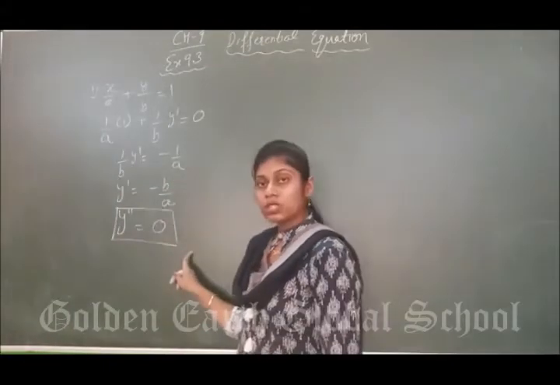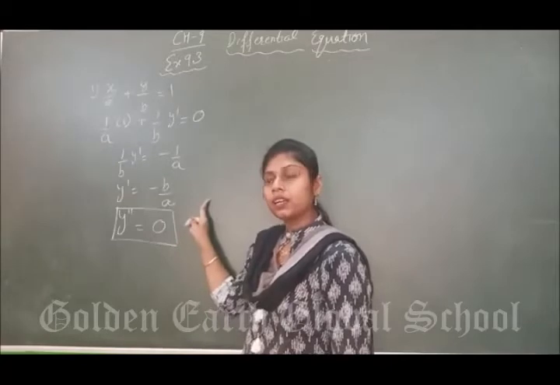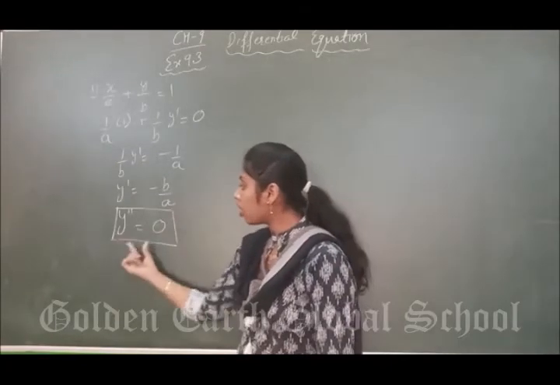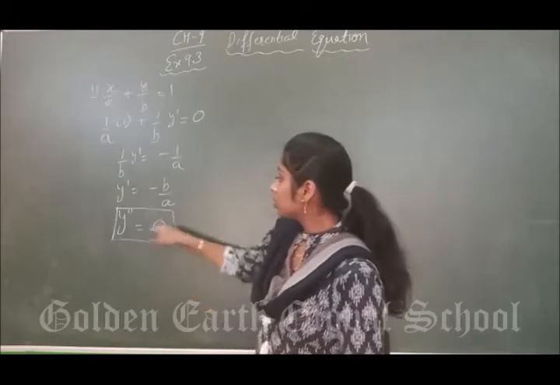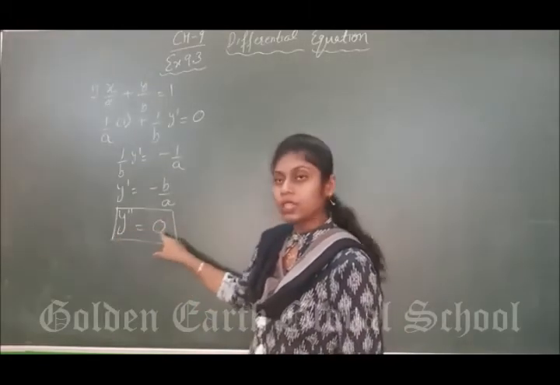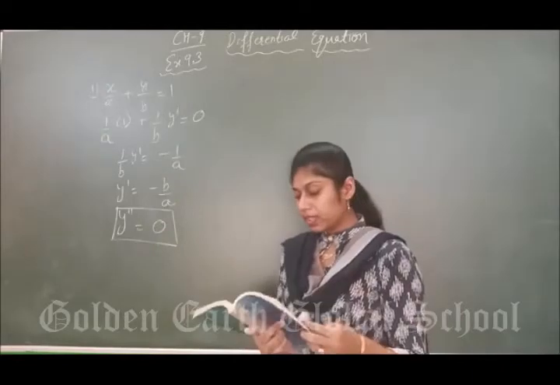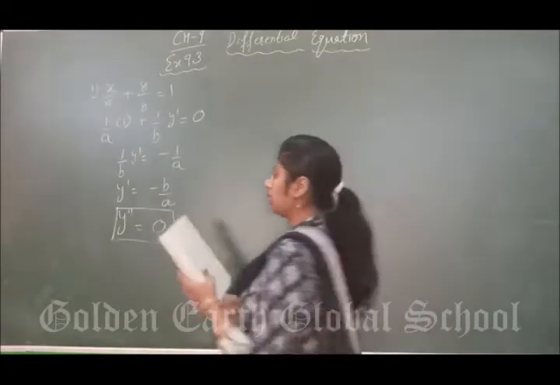In the solution, we have to eliminate the constant terms. Here the constant terms are already eliminated. So its solution is y double dash equals 0. Clear? Second question.